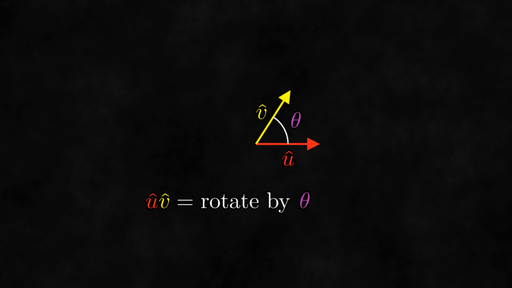Let's think back to the product of unit vectors. We know that the product of 2 unit vectors is the rotor representing the angle between them. We now know that this rotor is equal to e to the i theta, meaning that uv is equal to e to the i theta.